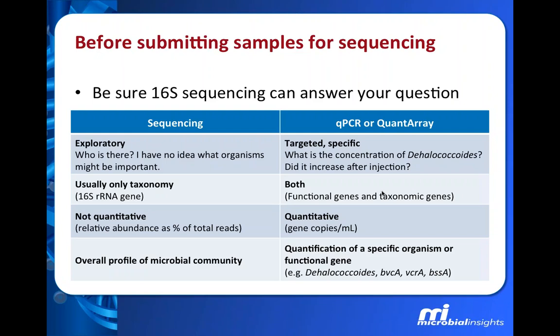And as we previously saw in these examples, sequencing is just not quantitative. The results are relative abundances within a sample. qPCR is what you want to use for quantitative. Right now, it's the best tool that's out there for that. The results are gene copies per mil. You're talking about absolute quantitation, a specific concentration of an organism.